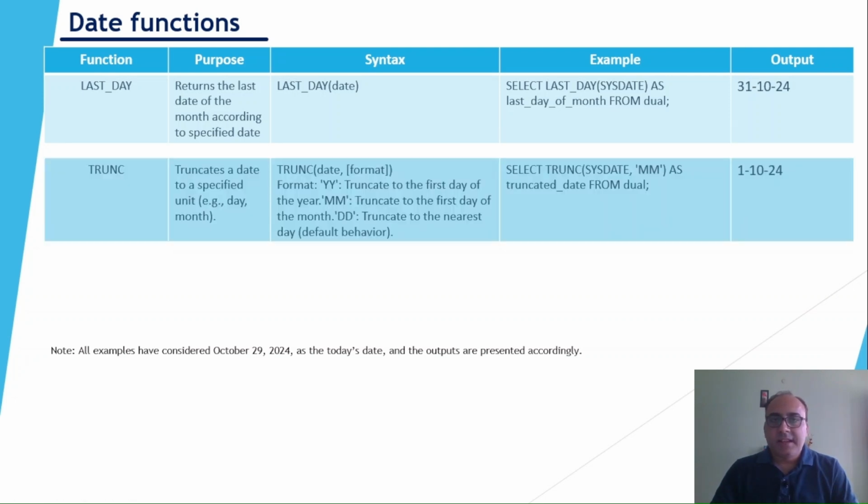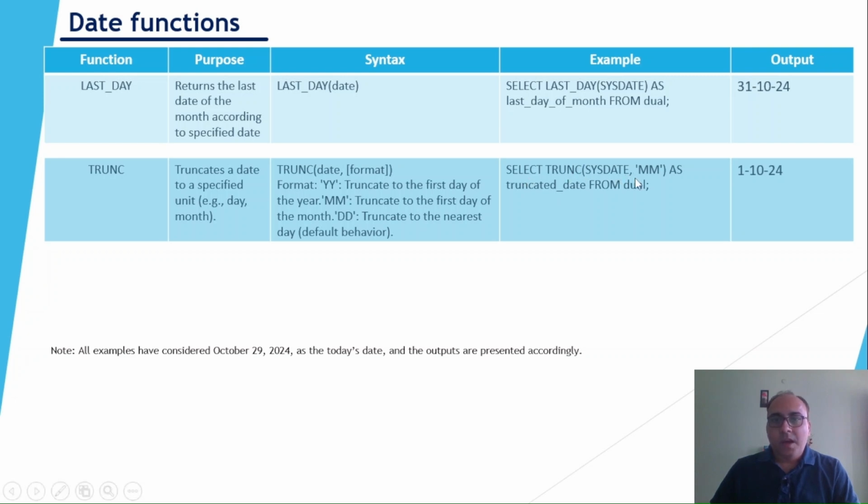Next we have TRUNC. This basically truncates a date to a specified unit. Unit can be anything like day, month, year. So syntax here is TRUNC(date, format). The format YY truncates to the first day of the year. The next format, MM, truncates to the first day of the month. Then DD truncates to the nearest day, which is also the default behavior. If we do not define any format, DD is going to be the default format. Now let's look at the example.